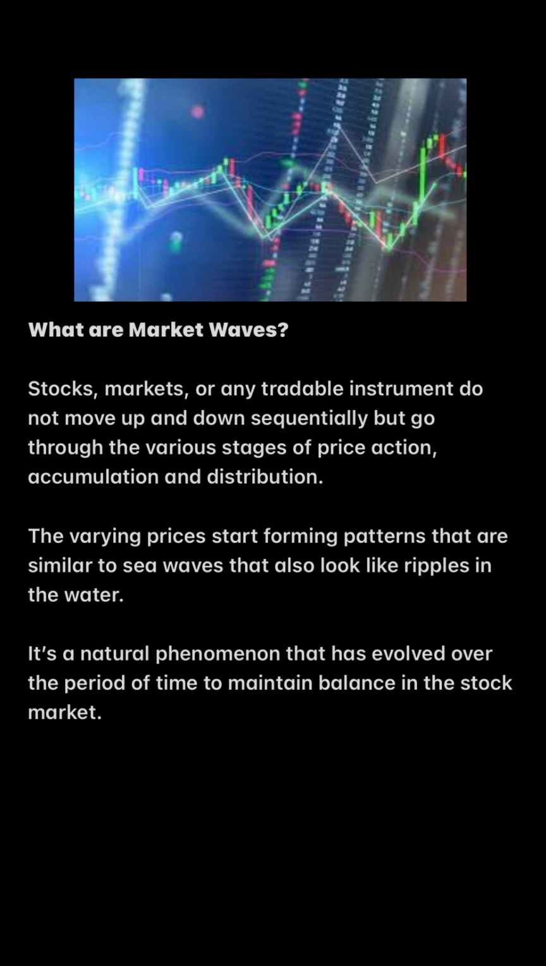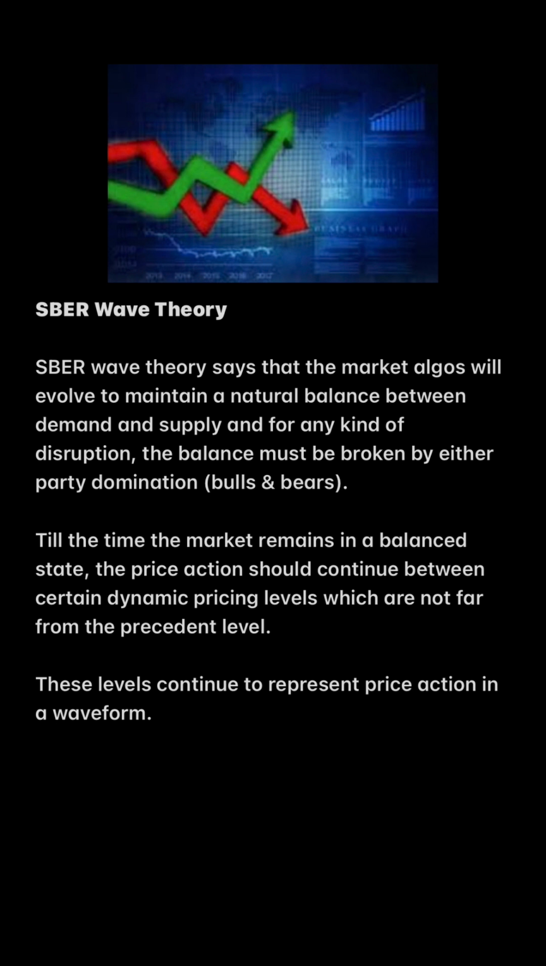Well, stock markets and other tradable instruments don't move just up and down sequentially, but they go through various stages of price action, accumulation and distribution. The varying prices start to form patterns, and these are similar to sea waves that also look like ripples in the water. It's a natural phenomenon that has evolved over periods of time and maintained balance in the stock market. Diving into Saber wave theory, this is a theory that says the market algos will evolve to maintain a natural balance between the demand and supply for any kind of disruption.